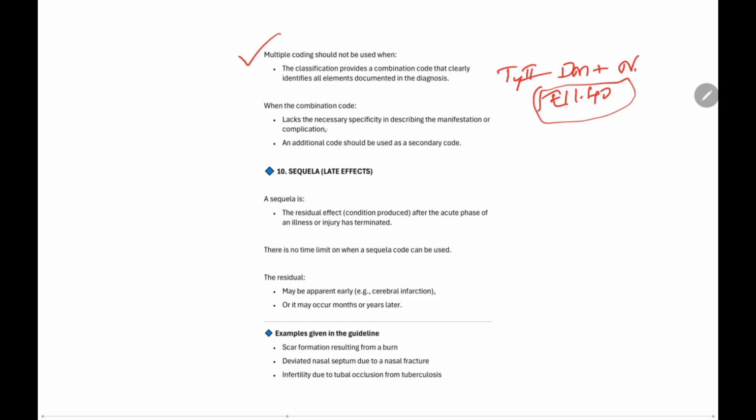When the combination code lacks the necessary specificity in describing the clinical features or manifestation, then an additional code should be used as a secondary diagnosis code.